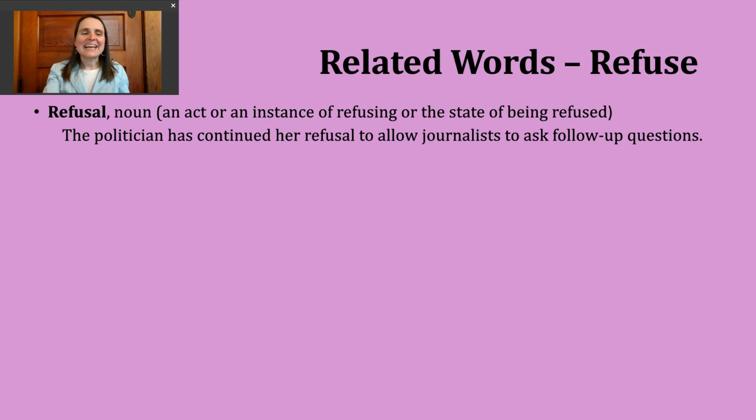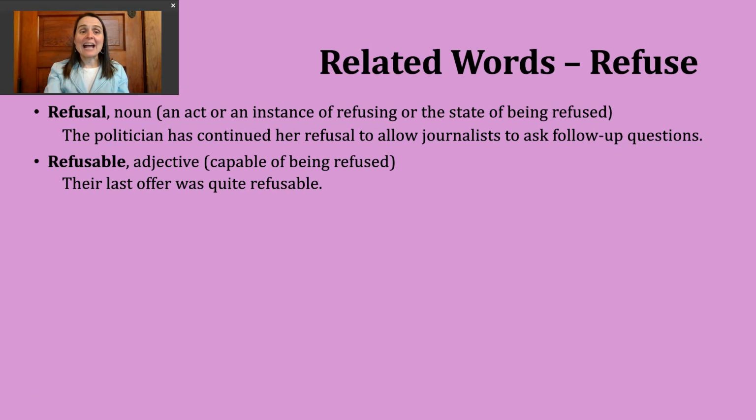Okay. Now, another related word you might encounter is the adjective refusable. That suffix able, I encourage you to remember, kind of able to be or capable of being refused in this case. So an example of this might be, their last offer was quite refusable. Here, I had no problem saying, no, thank you, I'm not interested. Perhaps what was being offered was too low and the thing that was desired was too valuable.